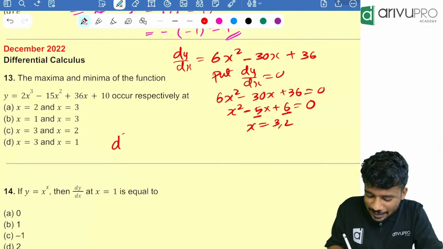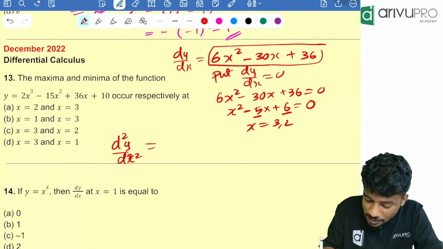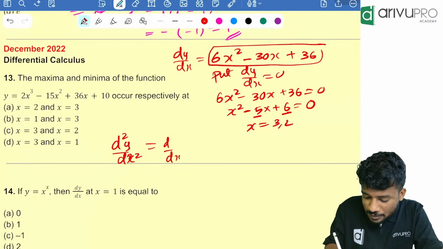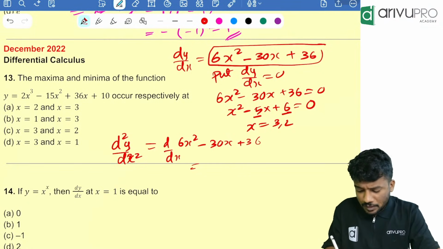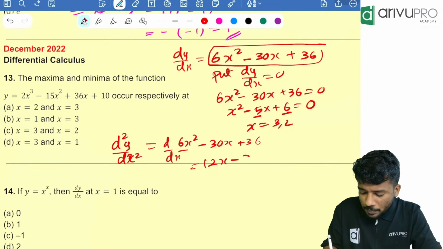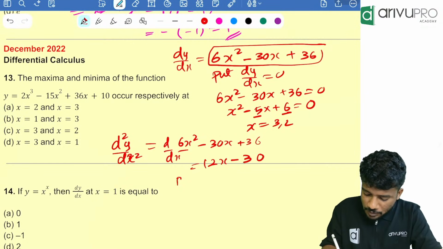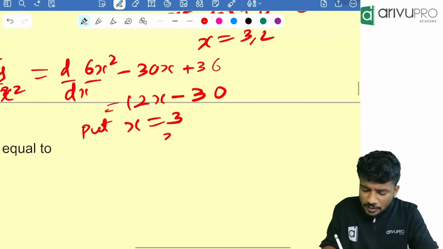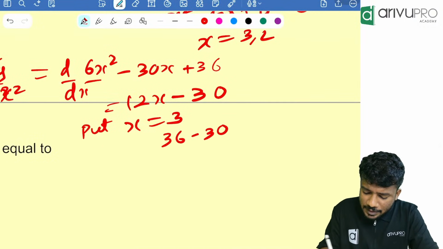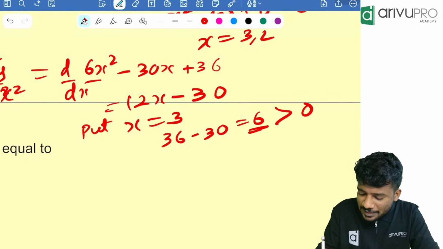Now second step, people. Now take the second derivative, d square y by dx square. So of what we are going to take? Of this. That is d by dx of 6x square minus 30x plus 36, which is nothing but what? So it will become 12x minus 30. Now put x is equal to 3. X is equal to 3 means 36 minus 30, which is equal to 6, which is greater than 0.